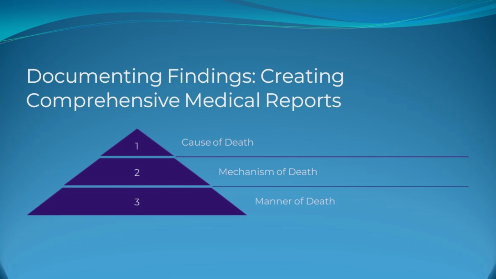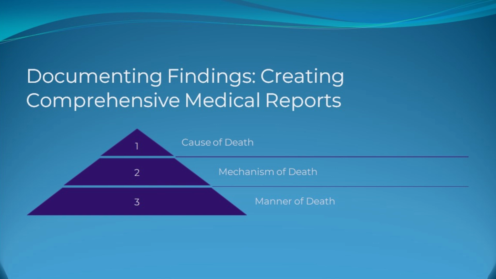Now talk about documenting findings. Creating comprehensive medical reports, which includes: 1. Cause of death. 2. Mechanism of death. 3. Manner of death. The cause of death is the specific injury, disease, or medical condition that directly initiates the chain of events leading to death. It answers the question, what ultimately killed this person?